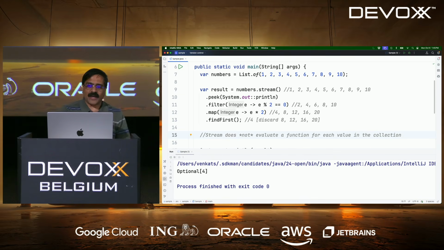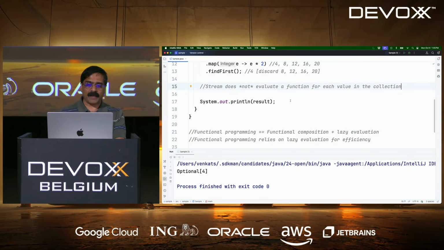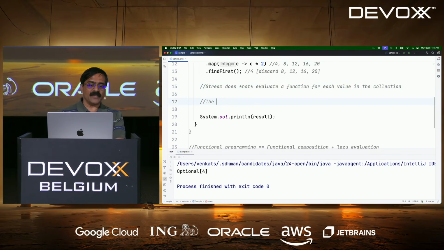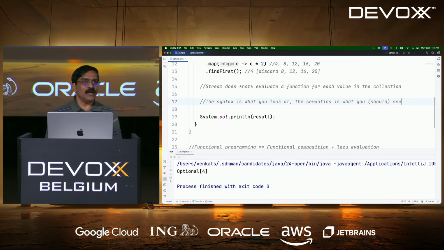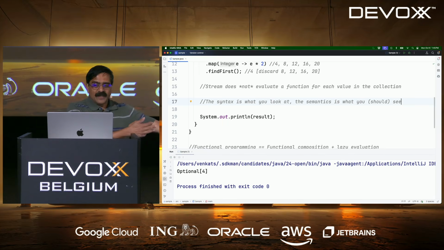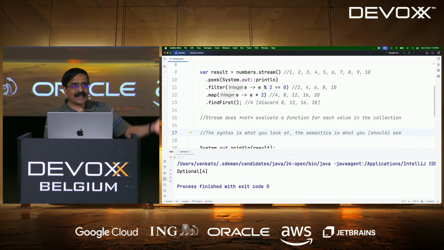This is one of the things I really enjoy in programming. I often say the syntax is what you look at, but the semantics is what you should be seeing. This is why programming is interesting for me. So this code syntactically is telling us something different from what it actually does, which is the semantics of it.